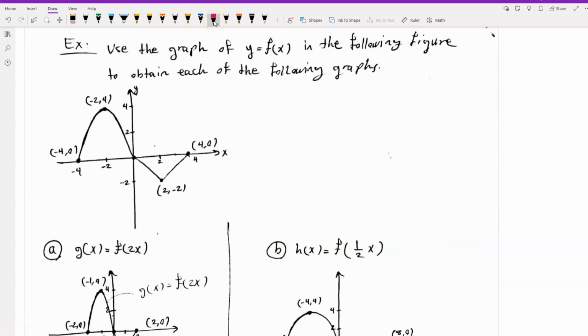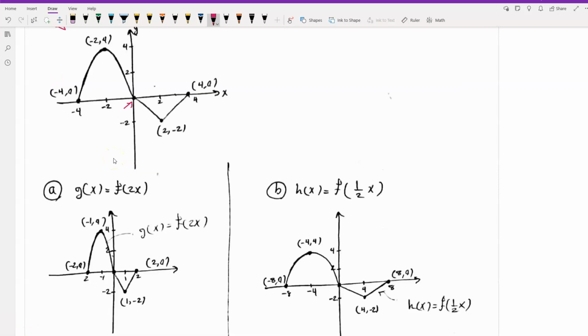Example, use the graph of y equal to f of x in the following figure to obtain each of the following graphs. So here, this is what is given. And we have these points: negative 4, 0; negative 2, 4; 0, 0; 2, negative 2; and 4, 0. So using what is given here, we want to graph g of x equal to f of 2 times x.